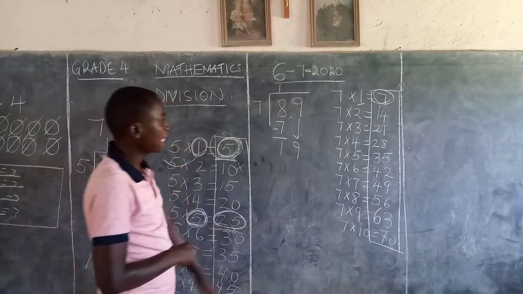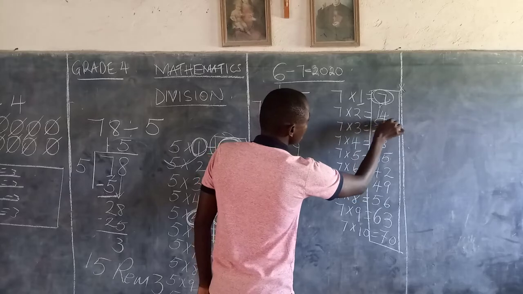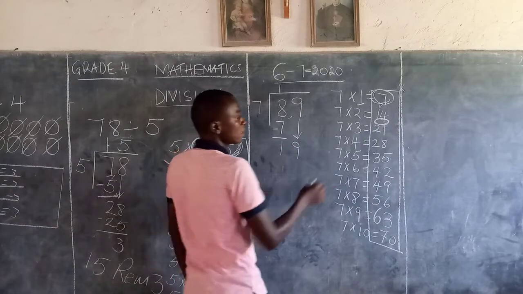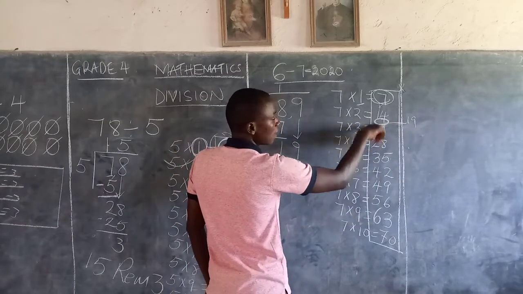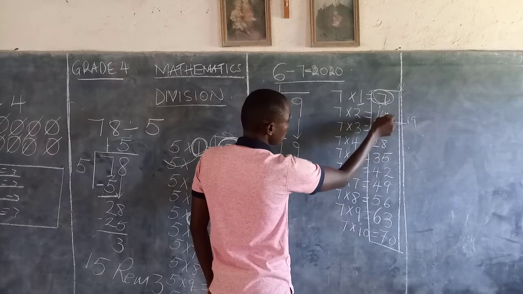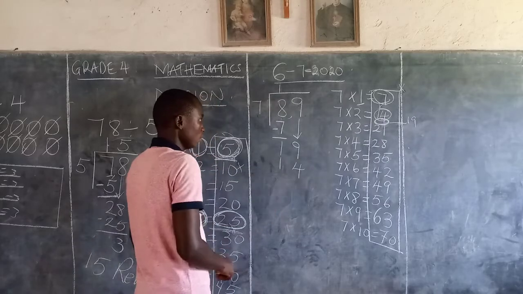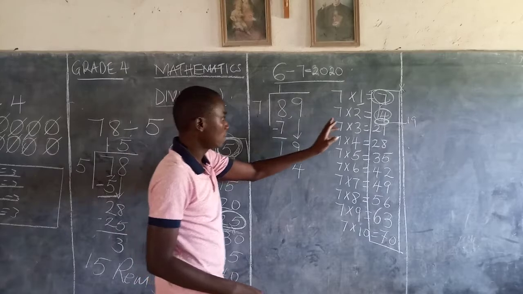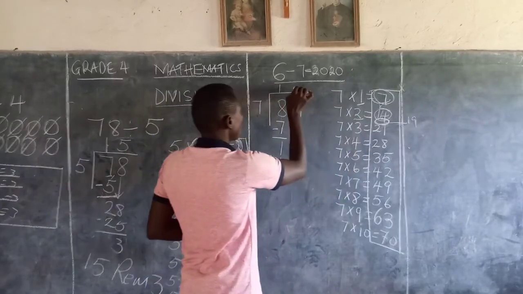We don't have 19, but 19 will be here between 14 and 21. This is where you have 19. 21 is bigger, you don't take it, take 14. This one, right here. Which number was multiplied by 7 to get 14? It was 2. Write it here up.